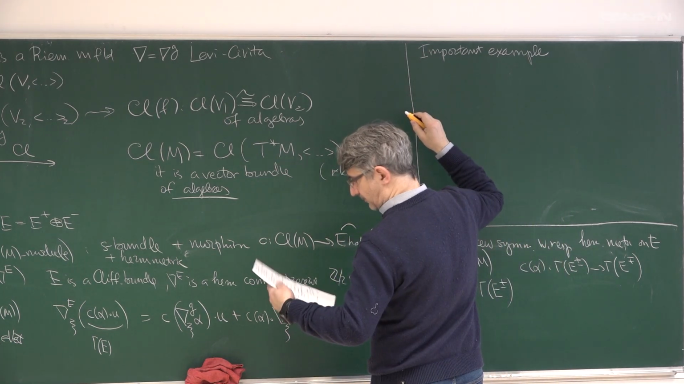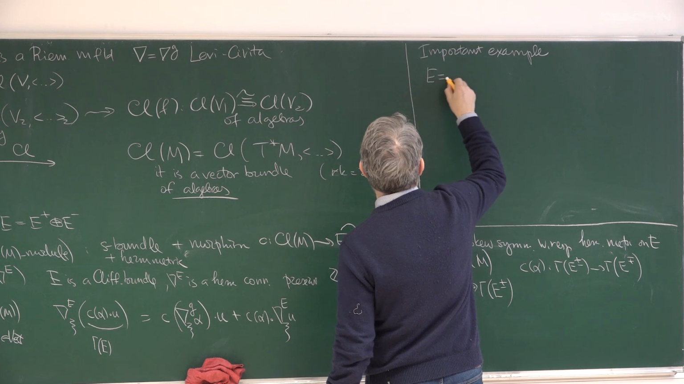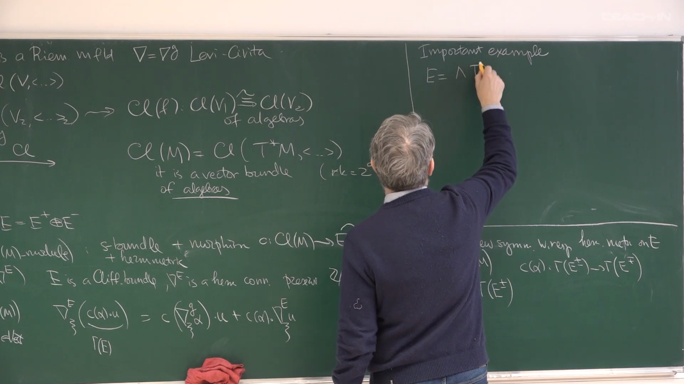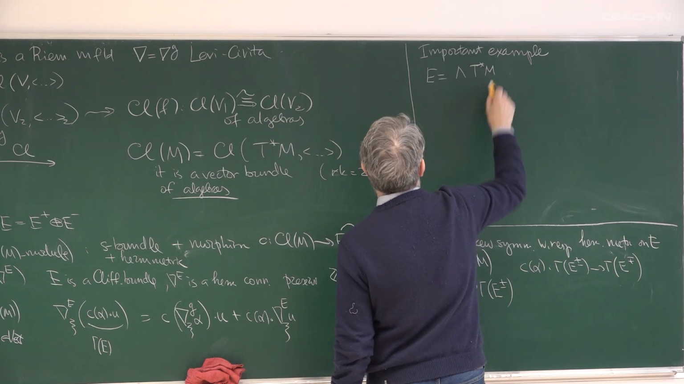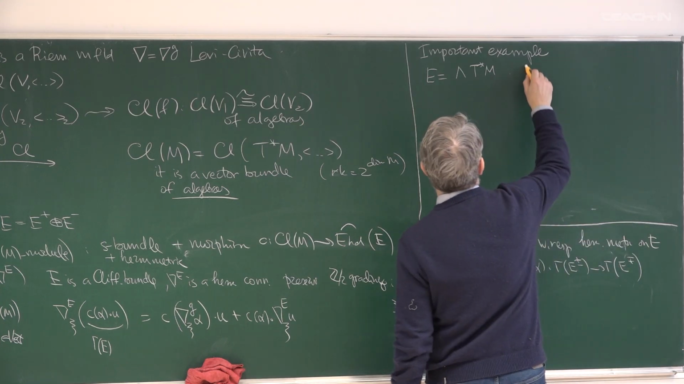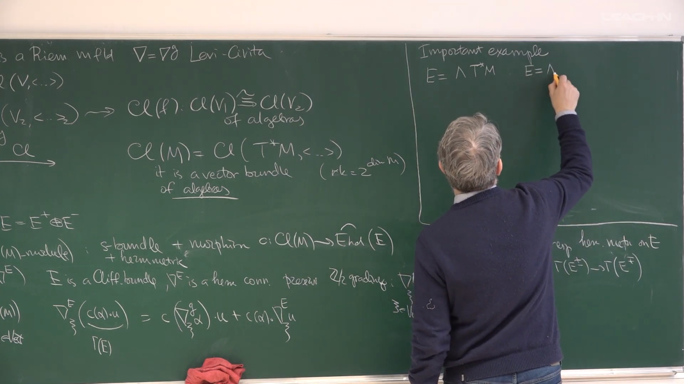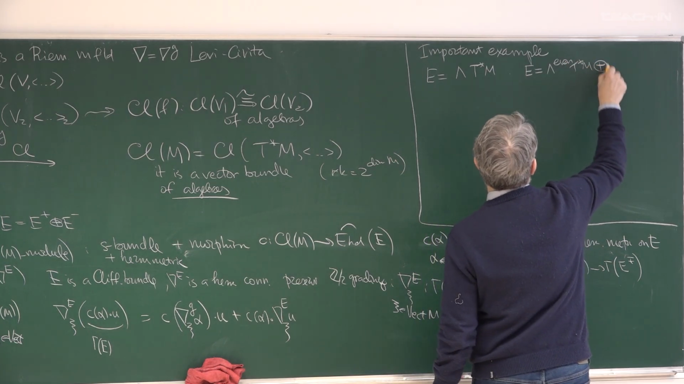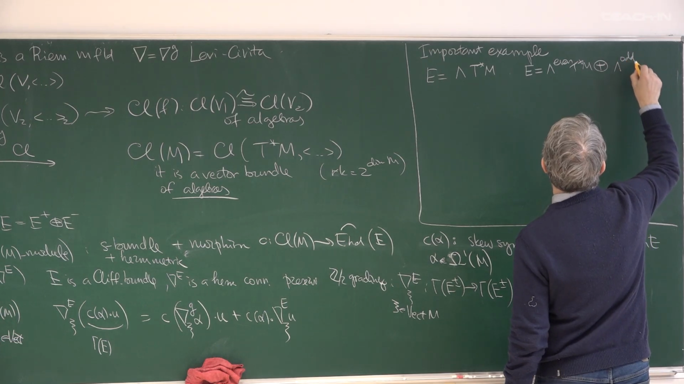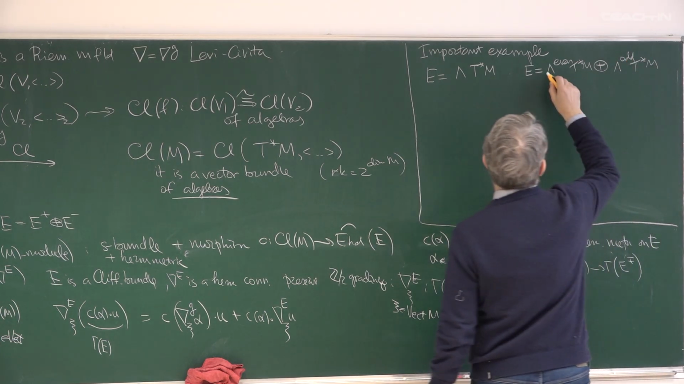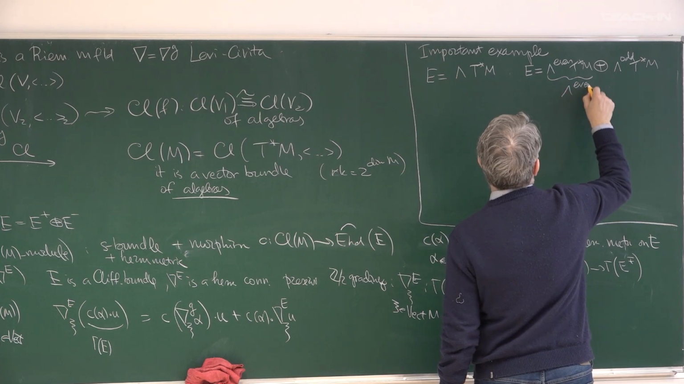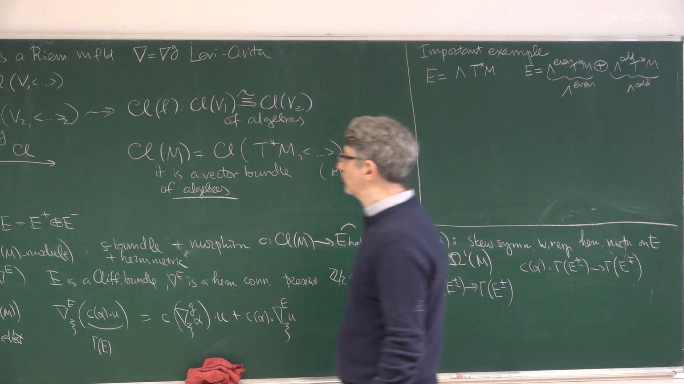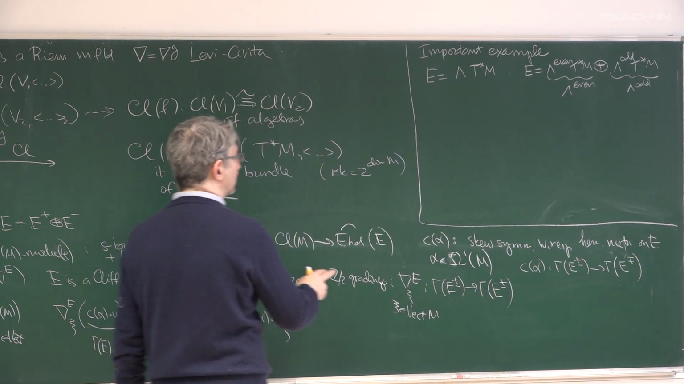So, as E, we take the exterior power of cotangent bundle. The splitting is very simple. E is lambda even plus lambda odd. For simplicity, I will write here lambda even and lambda odd. Okay, so now I need to say how Clifford acts here.